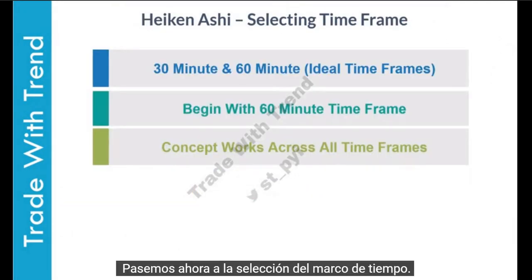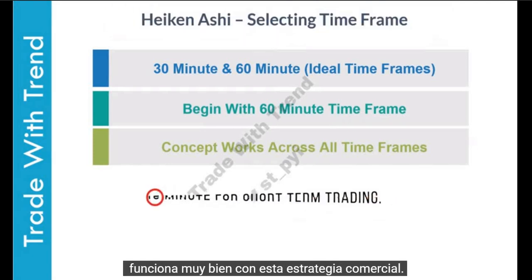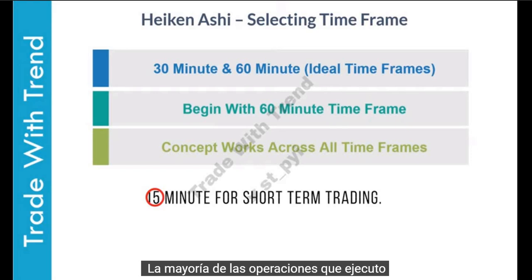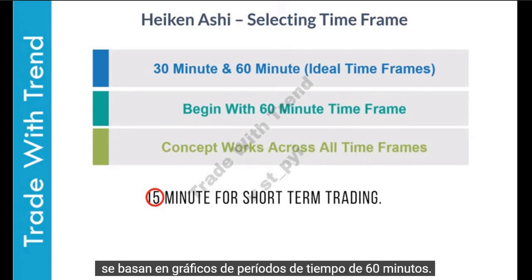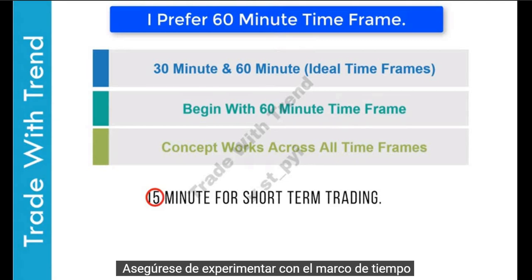Let us now come to time frame selection. Do remember that we are swing trading here and therefore our time frame should be selected accordingly. What I've found is that 30-minute and 60-minute time frame works really well with this trading strategy. Most of the trades that I execute are based on 60-minute time frame chart. Make sure that you experiment with time frame once you understand this concept fully.